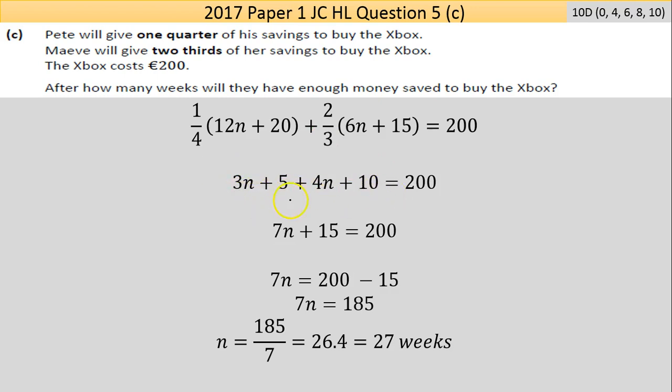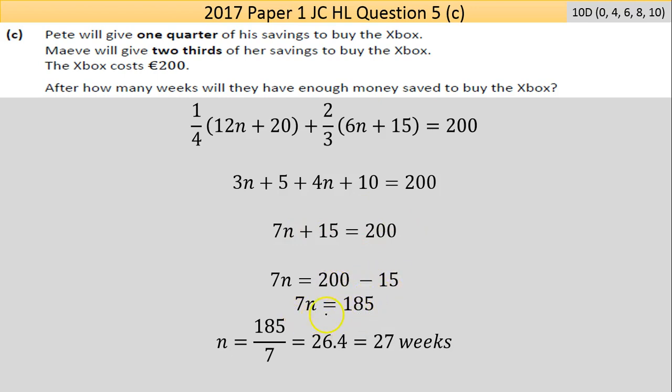It's a linear equation of one unknown. Add the unknowns, 3 and 4 is 7n. Add the numbers, 5 and 10 is 15. Just follow the algebra, bring the 15 across. It was added on the left, so it becomes subtracted on the right. You end up with this little sum here. Do that calculation, and I got 185.